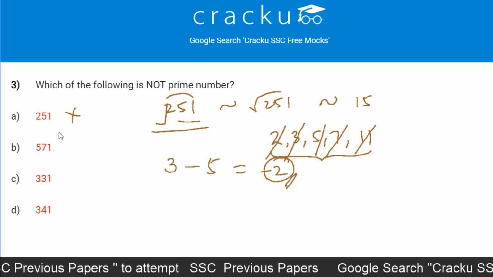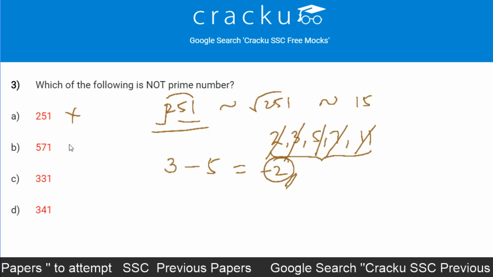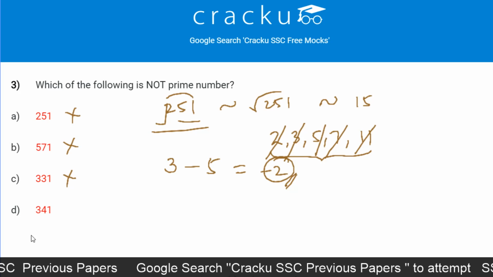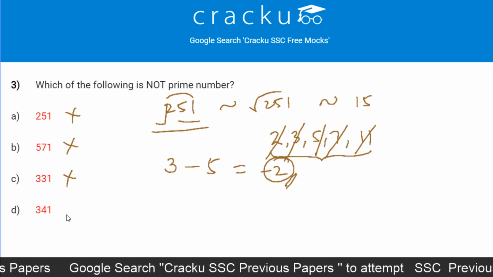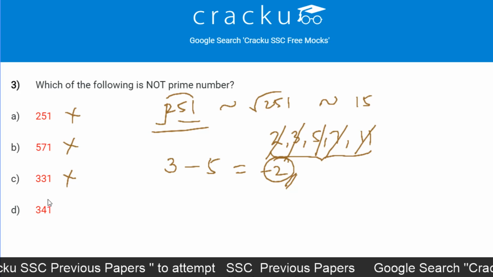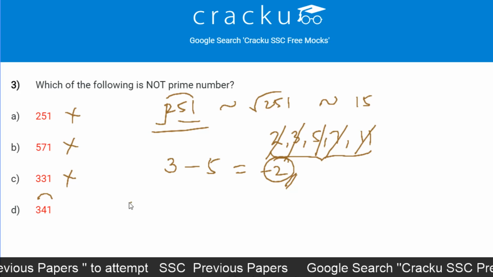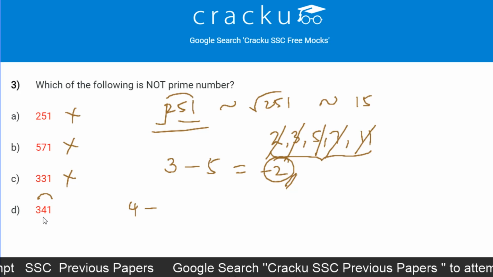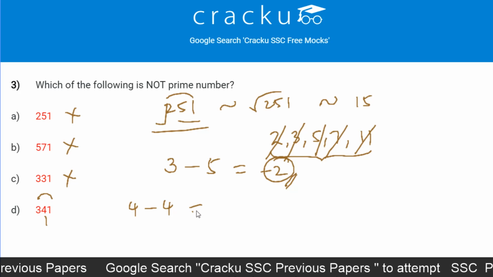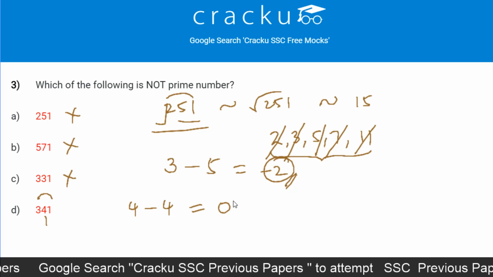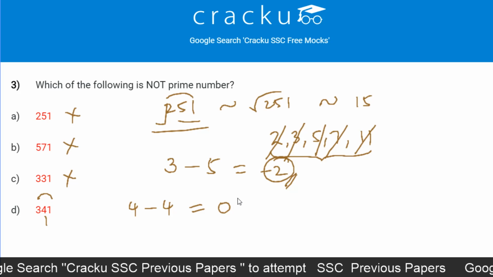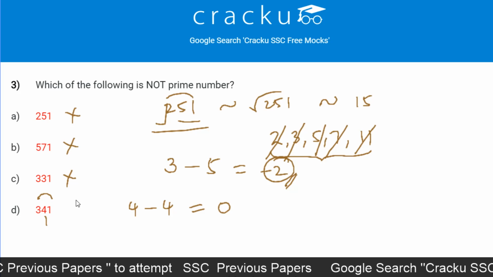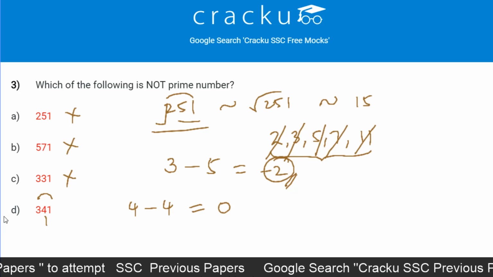Similarly, if you verify the other three options, 571 is a prime number, 331 is also a prime number, but 341 is not a prime number. Why? The sum of digits in odd places, that is 3 plus 1, which is 4, minus the sum of digits in even places, that is 4. The difference is 0, which is divisible by 11. That means 341 is divisible by 11. So the answer for this question is option D.